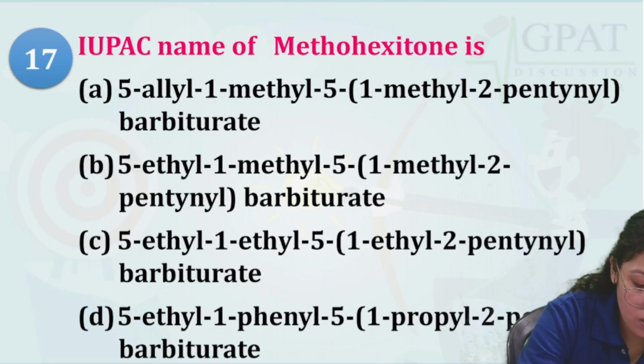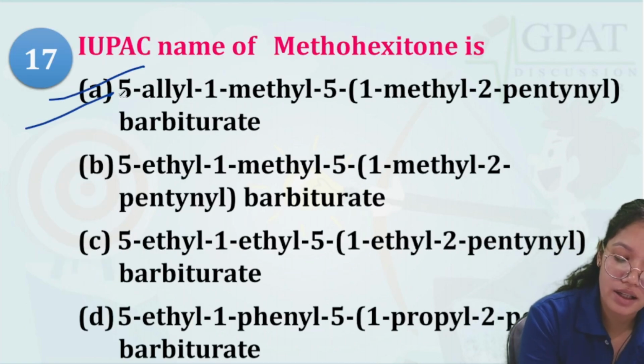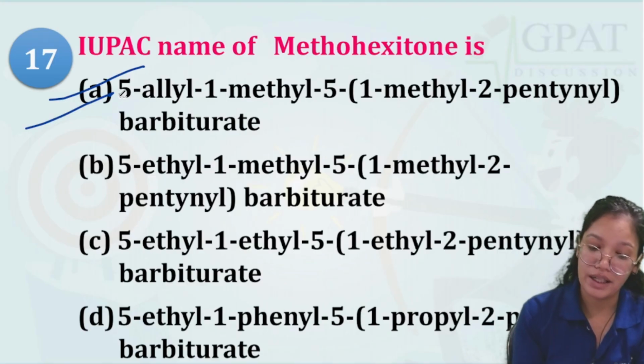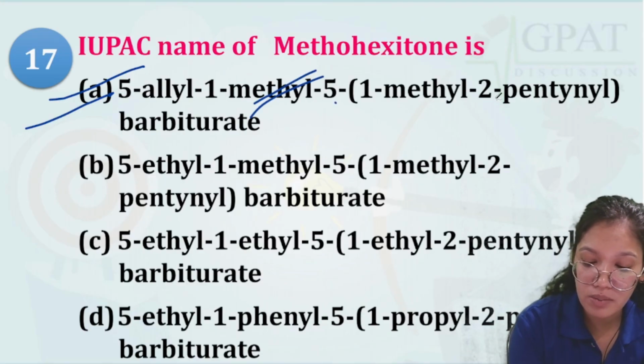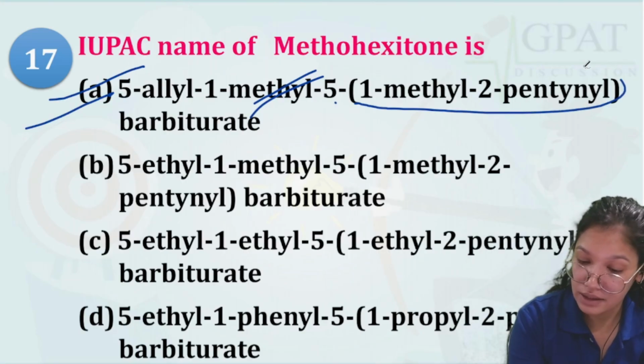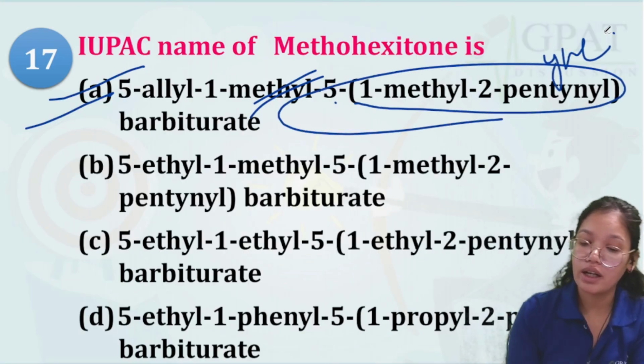methohexitone. Now if we look at the IUPAC name, option A says 5-allyl. So at the fifth position we have allyl, yes. At the first position methyl, yes, it was there. Then 1-methyl-2-pentynyl, yes, the pentynyl group was there at the fifth position.